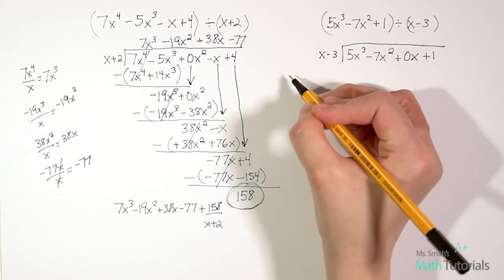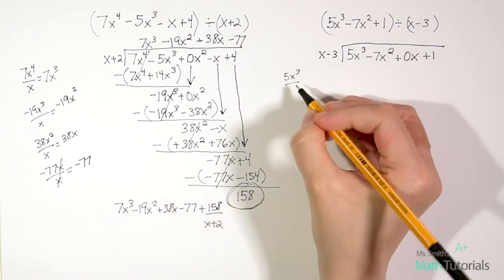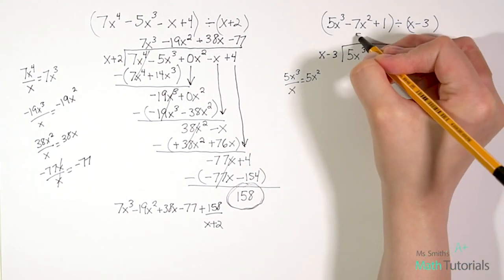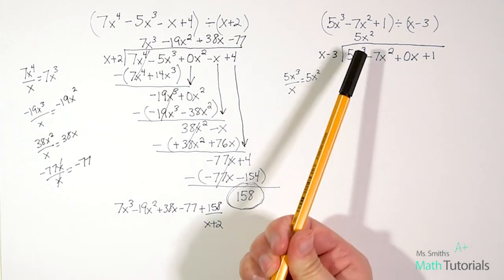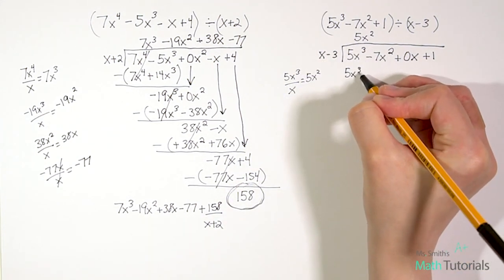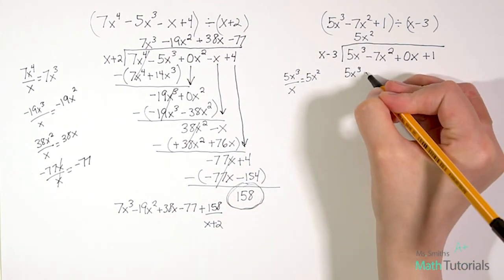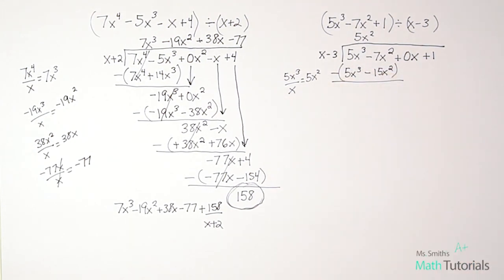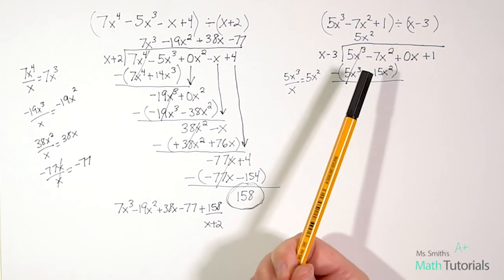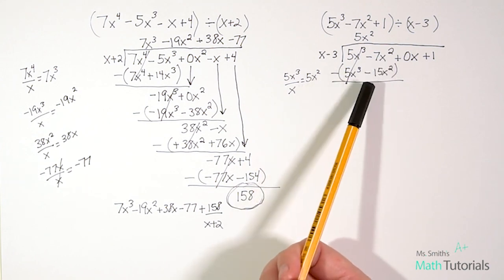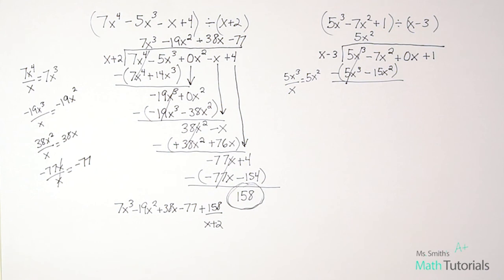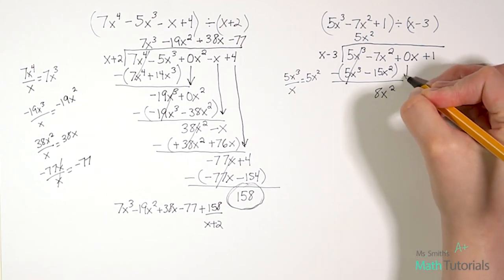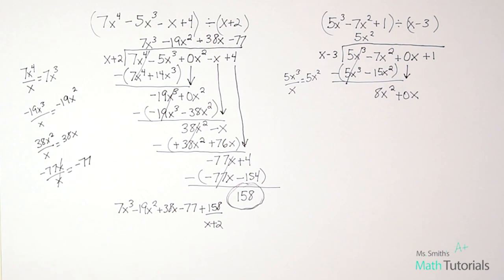So remember, it's 5x cubed divided by x. That would end up being 5 and then x squared. So we got our 5x squared. Let's multiply it out. 5x squared times x is 5x cubed. 5x squared times negative 3 is a negative 15x squared. We subtract the whole thing. So 5x cubes cancel. Negative 7x squared minus a negative 15x squared, so that becomes a plus. So negative 7 plus 15, that's going to give us a positive 8x squared. We need to go ahead and bring down our plus 0x. And we're ready to start the process over.